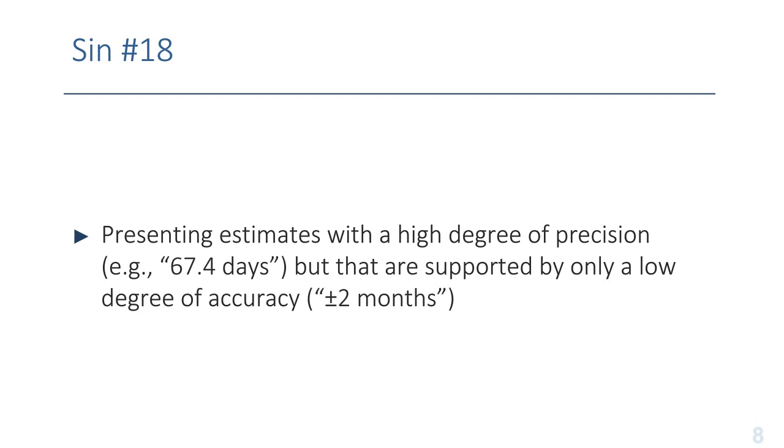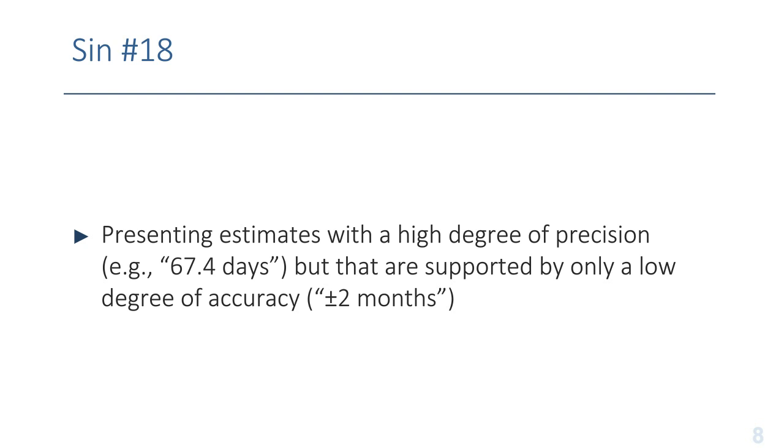Sin number 19, assuming the sales department is better at estimating software projects than the programmers are. Kind of an oldie but a goodie. Almost deadly sin number 18, presenting estimates with a high degree of precision, such as 67.4 days, but that are supported by only a low degree of accuracy, plus or minus 2 months.